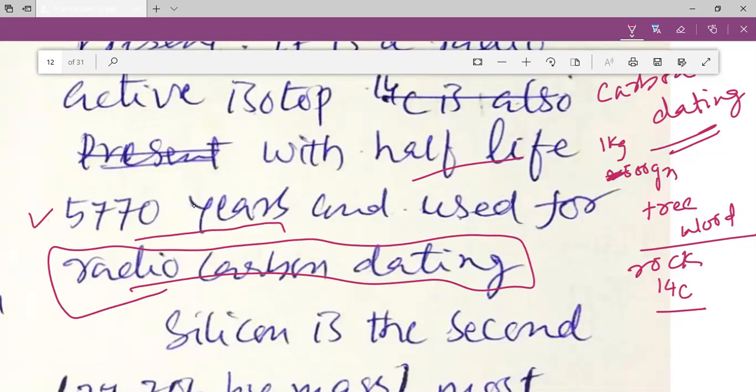Now, after another 5770 years, they will become 250 gram. After another 5770 years, they will become 125 gram.